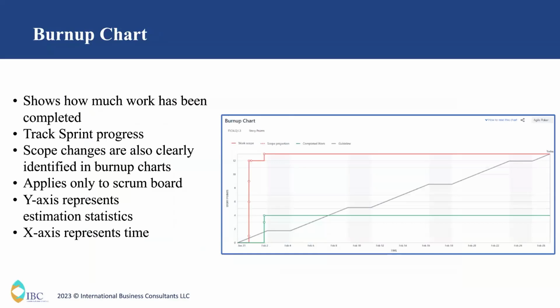So next is a burn up chart. What is the main difference between burn down and burn up chart? First, what does the burn up chart show? Burn up chart shows the completed work, but burn down chart shows the remaining work. There is no major difference between both. But what is the key goal to use burn up chart rather than burn down chart? Because burn up chart shows the scope change, whereas burn down chart doesn't show the scope change.